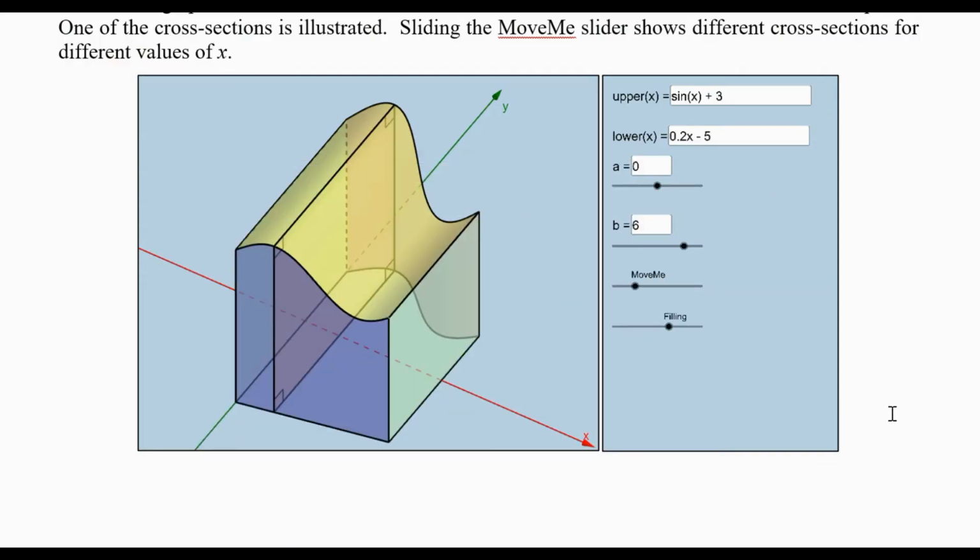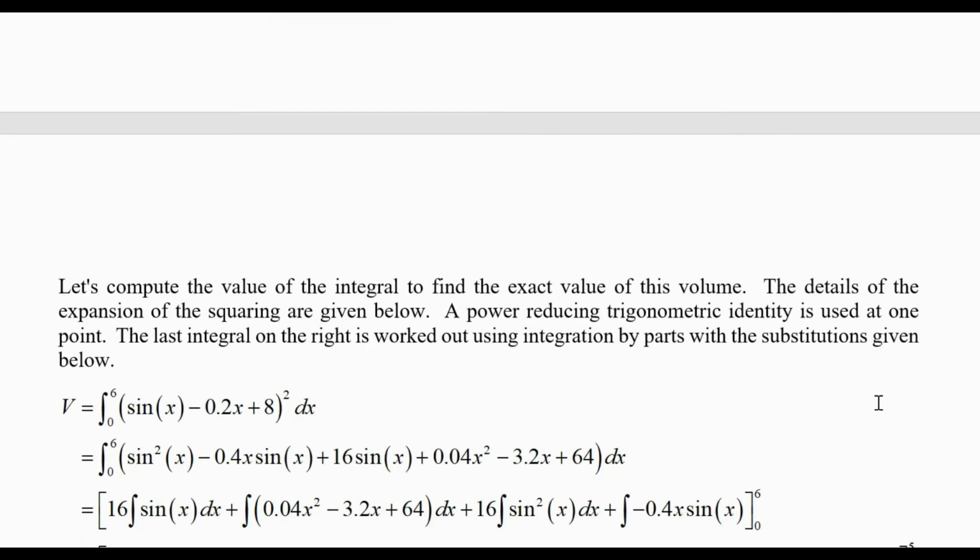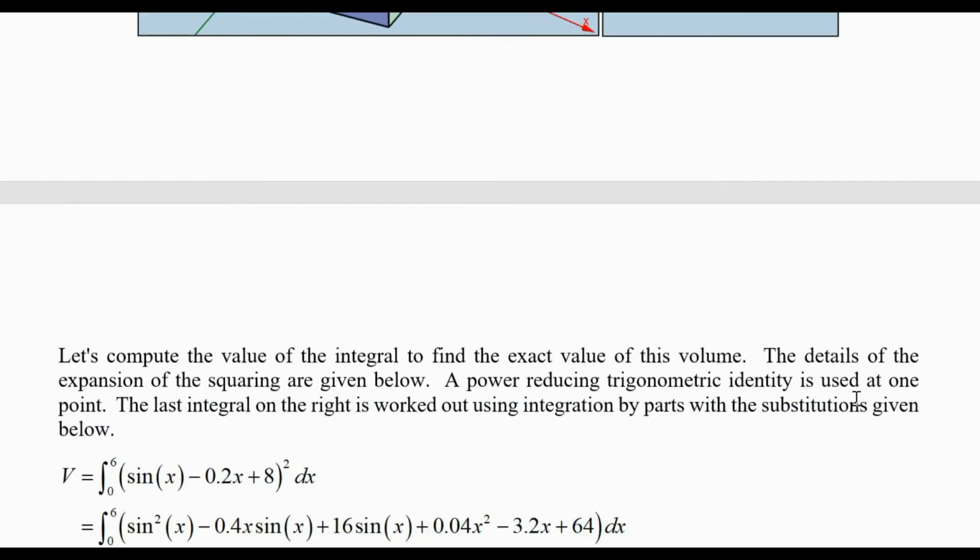Okay, so we've got an integral. So the exact value of this volume is the value of that integral. Well, let's go ahead and compute that integral. Let's use the fundamental theorem of calculus to get an exact value there. This function is continuous over that interval, so we can use the fundamental theorem of calculus.